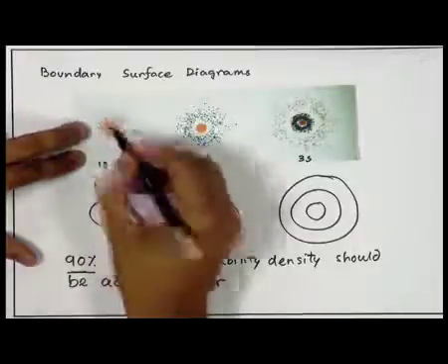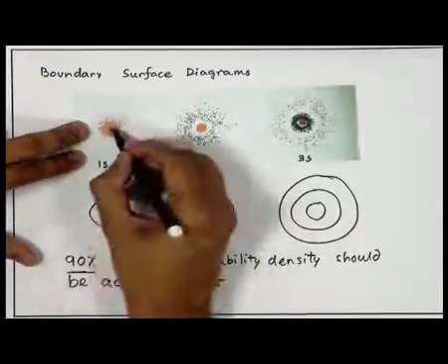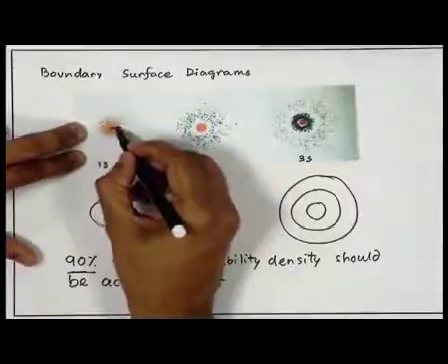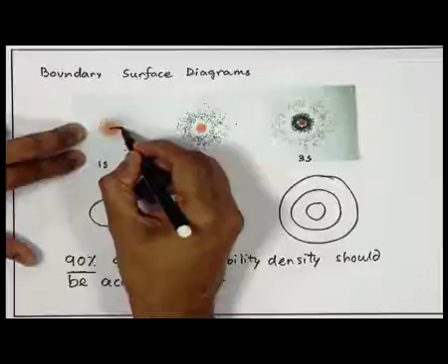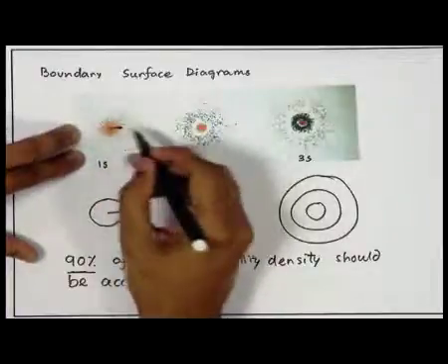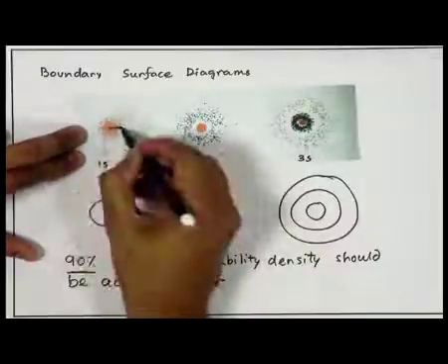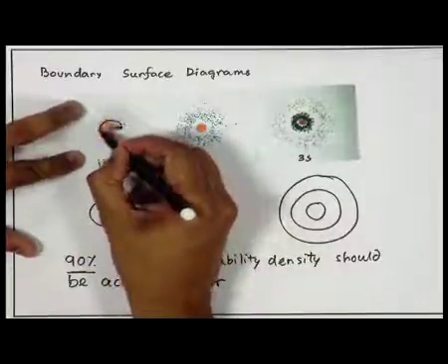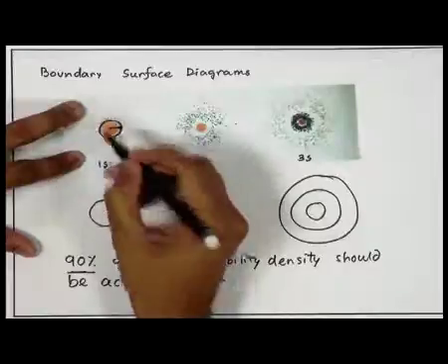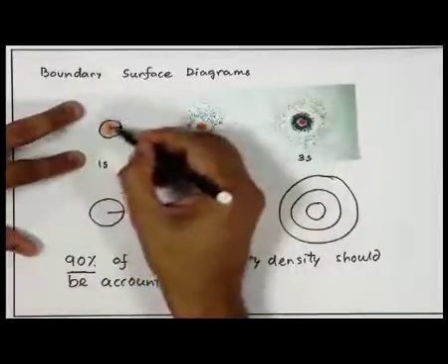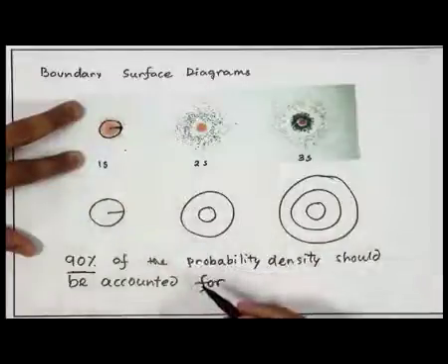So, I can start from the center, keep on going and finding out the net probability, and when I see that I have already accounted for 90% of the results from my experiments, then I say okay, I am happy with this. So, this is the boundary surface diagram. Then I can bound the surface at the region where I found 90% of the electron density.